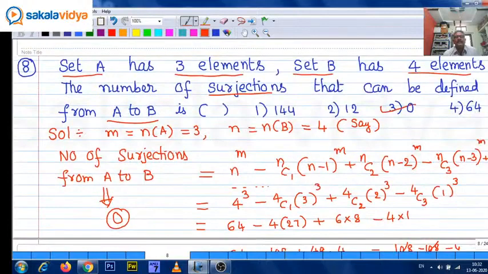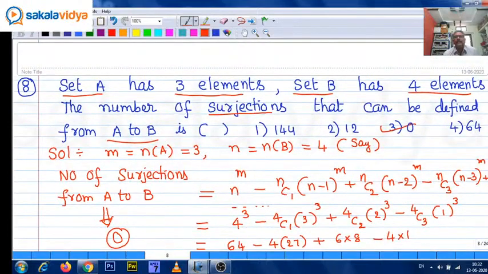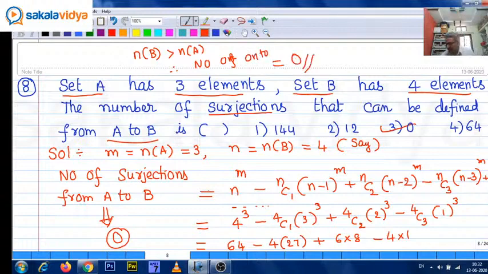Otherwise you can do directly also. It's clear that n of B is greater than n of A. So therefore the number of onto functions is 0. Directly also we can write.